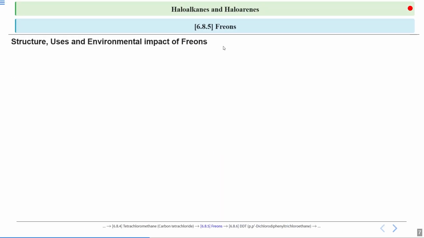Now let's talk about another polyhalogen compound, freons. It is section 6.8.5. Now, the same way, let's talk about its structure, uses, and the environmental impact of freons. If we talk about its name, it is also known as chlorofluorocarbons. This is a more common name than freons. Chlorofluorocarbons is the other name of freons.